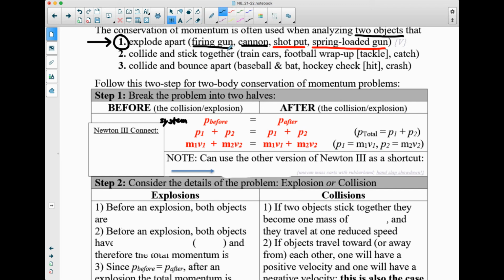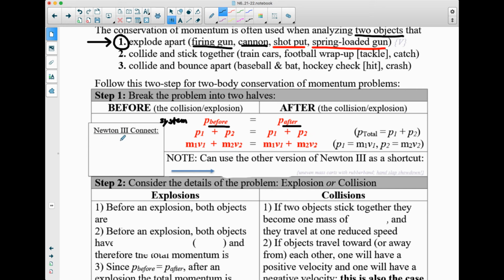And that's where the word before and the word after comes in so critically. You must think about before the explosion and after the explosion. Before the explosion, the objects each have their masses and particular velocities. After the explosion, they have their masses, but they will have different velocities than they had before. So there is a difference here.